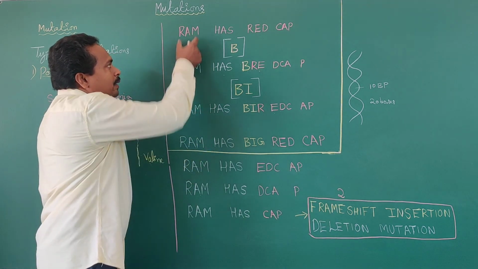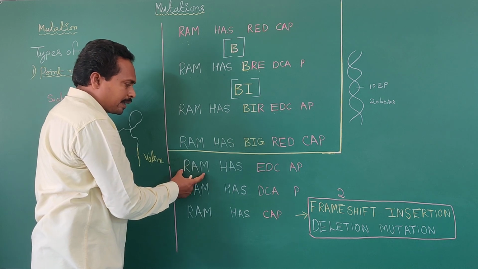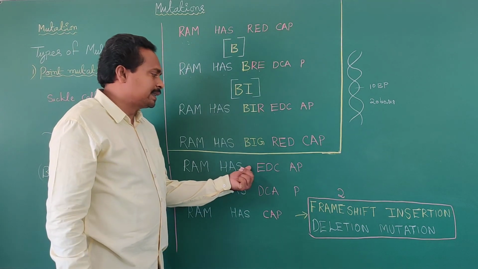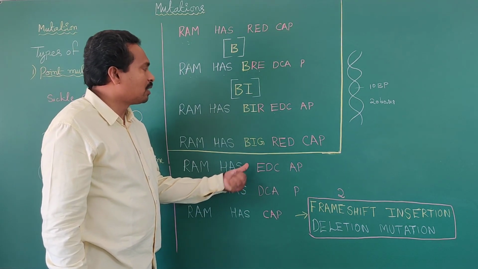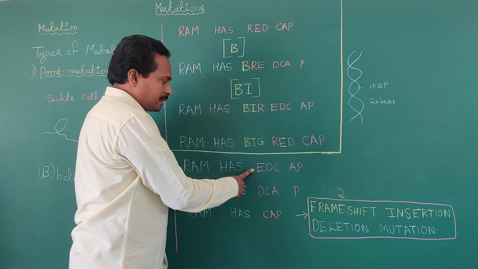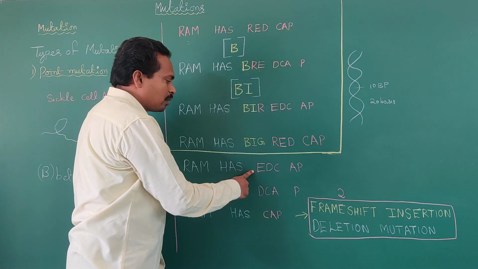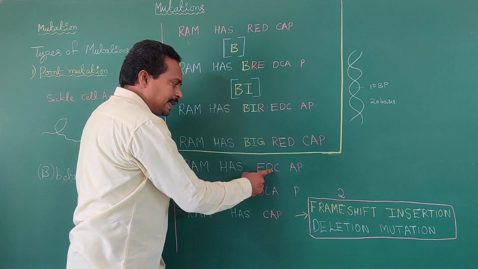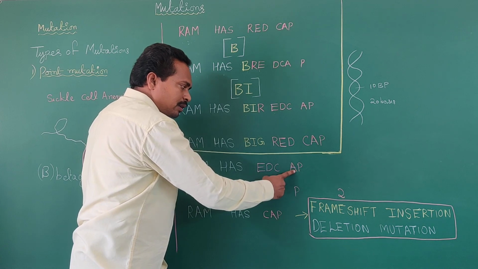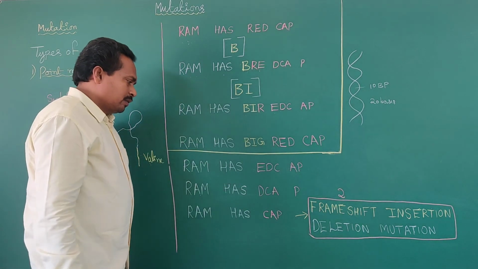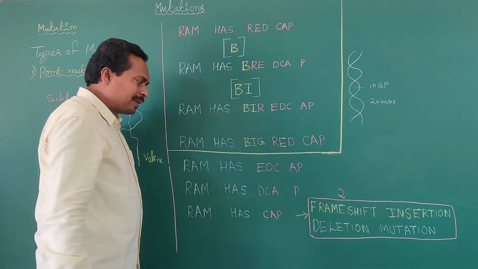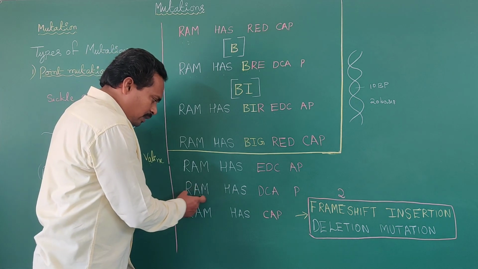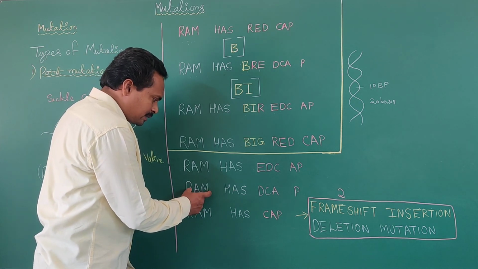If one alphabet is deleted, arrange the sentence now. What is the first one? RAM. Next, the second word, HAS. Which alphabet is deleted here? Capital R is deleted. After deleting the capital R, as per the genetic code, the next alphabets are EDC, and the last alphabets A, P. Whereas in this case, 2 alphabets are deleted after has. Now that is the sentence.